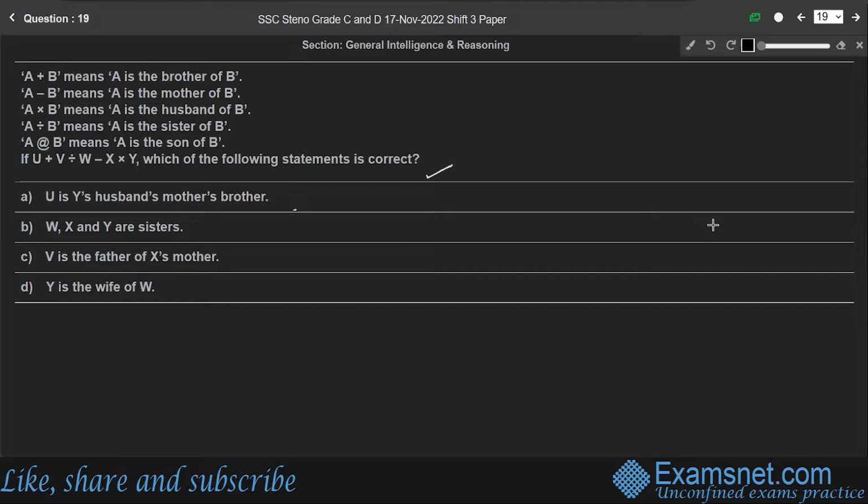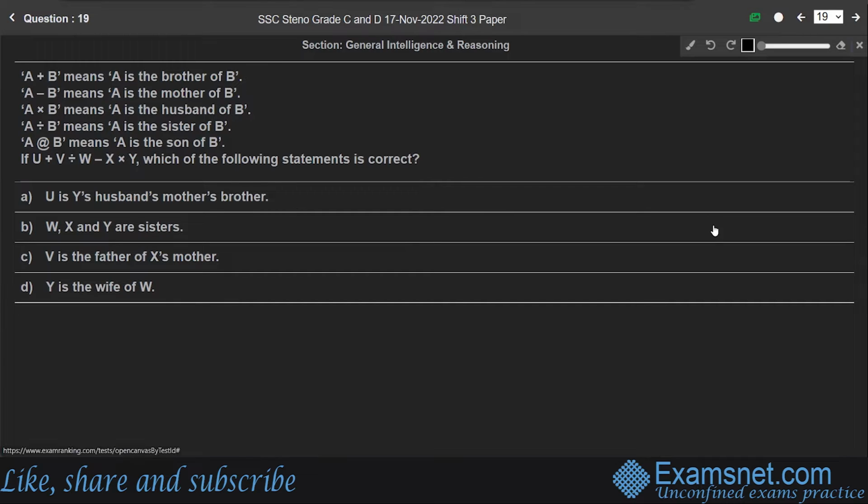Question number 19. A plus B means A is the brother of B. A minus B means A is the mother of B. A into B means A is the husband of B. A divided by B means A is the sister of B. A at the rate B means A is the son of B. If U plus V divided by W minus X into Y, which of the following statements is correct?